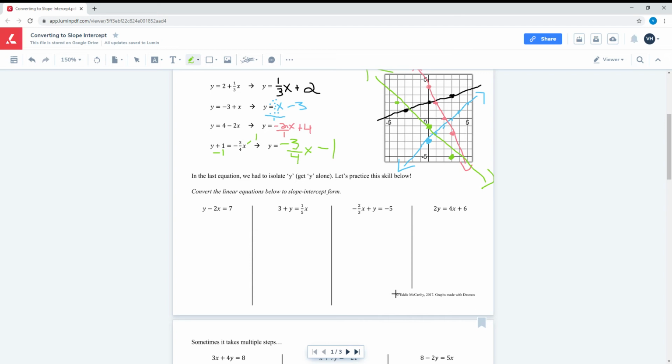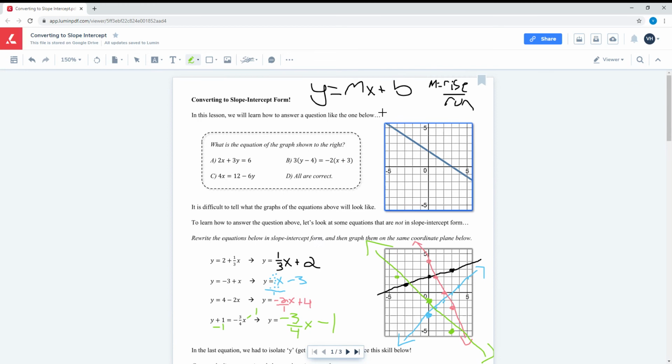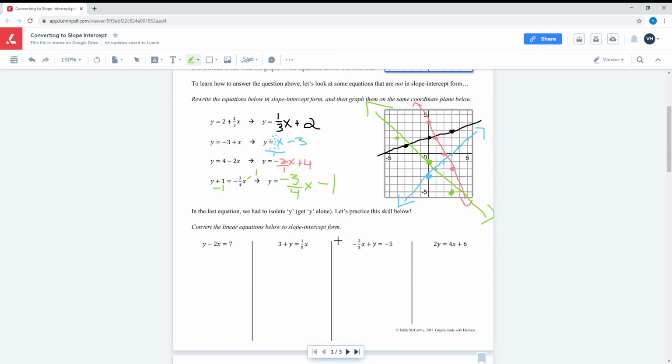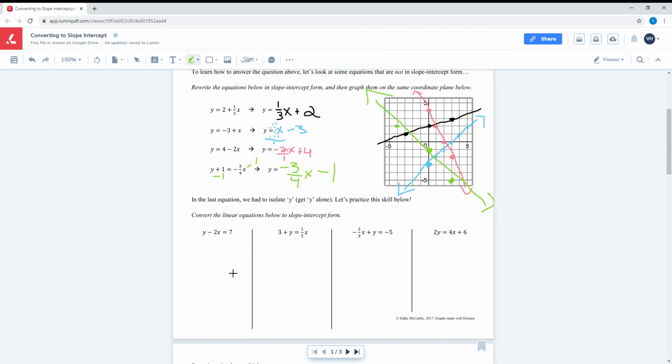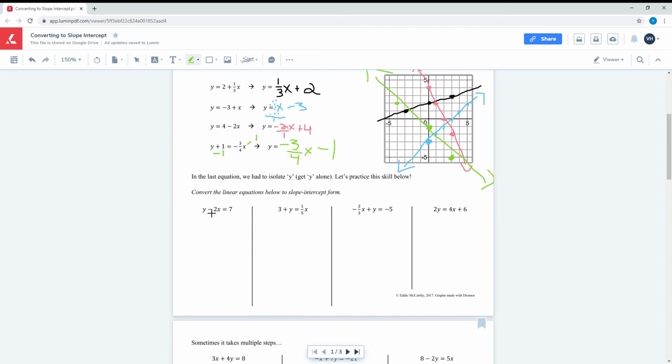This is a really big lesson. But it's just because a lot of the pages take up space, so don't worry too much about it. But let's move on. So, in the last equation, we had to isolate y. We had to get this y by itself, right? Because that's what satisfies our slope-intercept form, when y is by itself. So let's actually practice this. We're going to go through the first one together, and I want you to try the next 3 on your own, but then I'll quickly go through it for the video, okay?